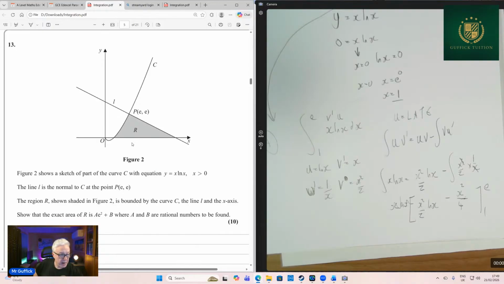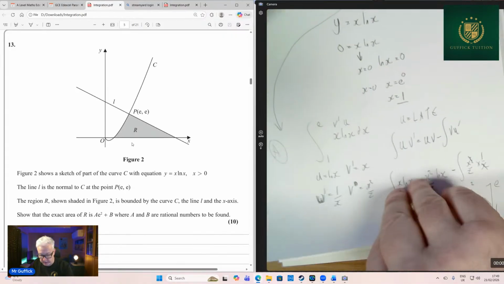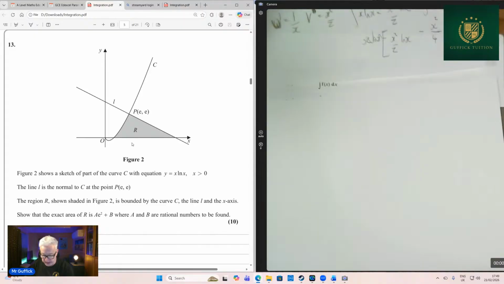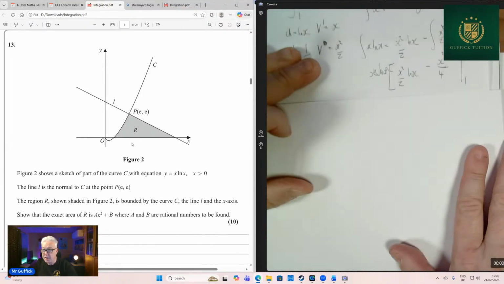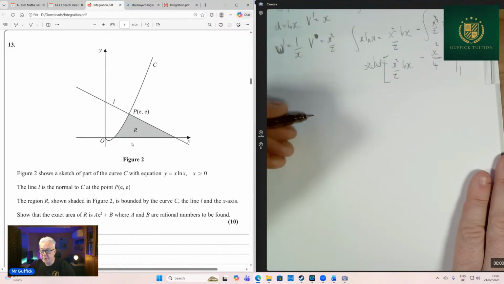So we've got x squared ln x over 2, and the other bit is going to be x squared over 4. So everything's looking good there. So now we've just got to put our limits into that and see what we get. Let's substitute e into this.